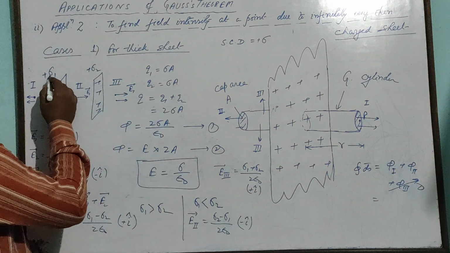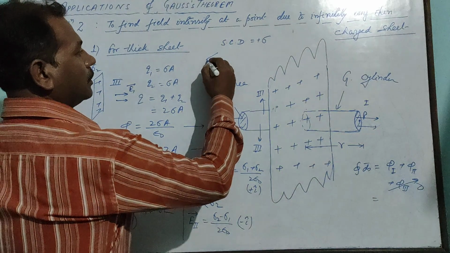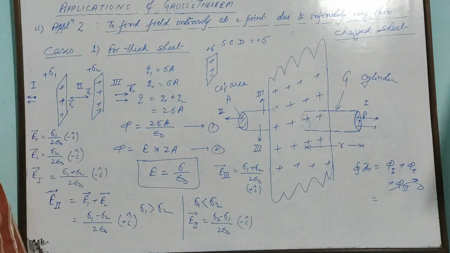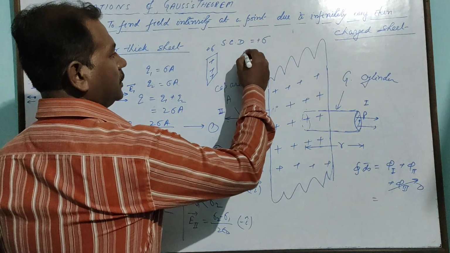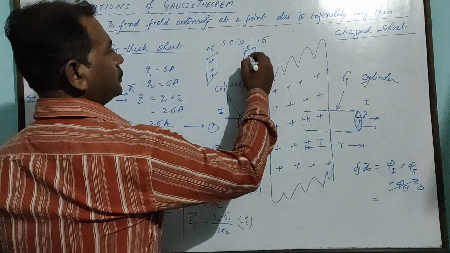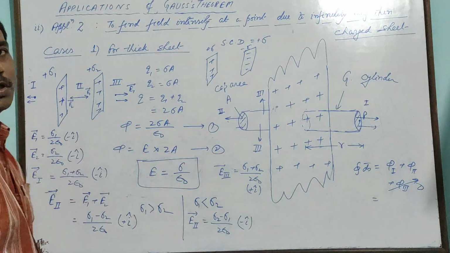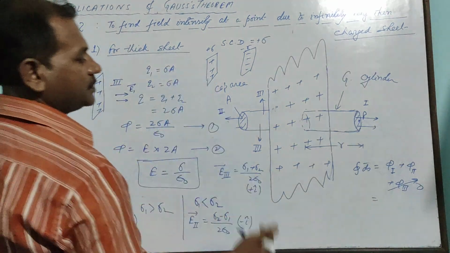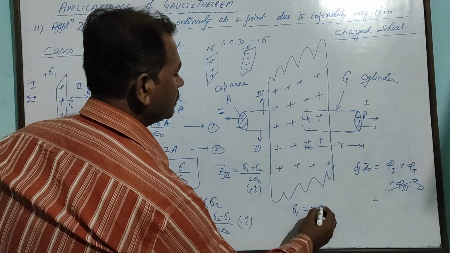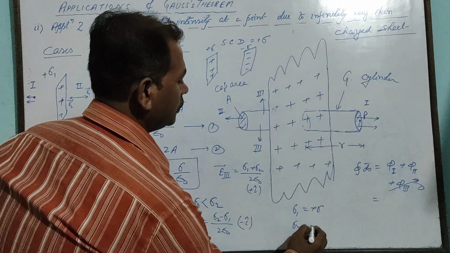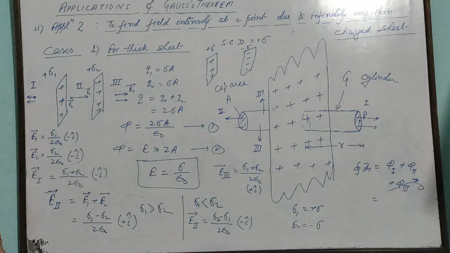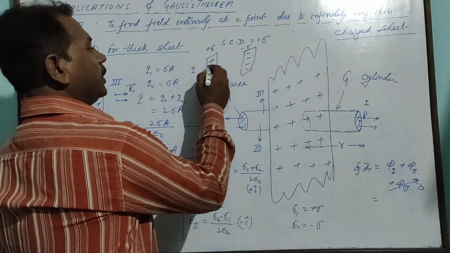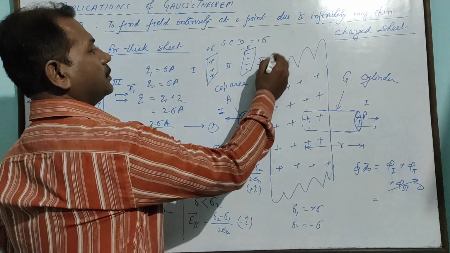If the question changes, the first sheet is showing plus sigma, and the second sheet is of negative charge. Again, you can substitute: in this particular case, sigma 1 is equal to plus sigma, and sigma 2 is equal to minus sigma. According to that, you can take the direction and go for field intensity in zone 1, zone 2 and zone 3. You can do it yourself.